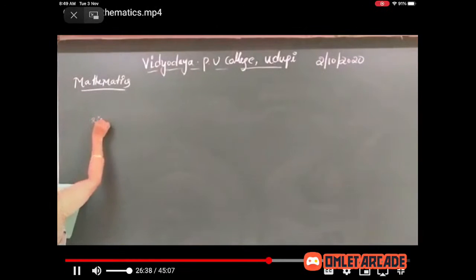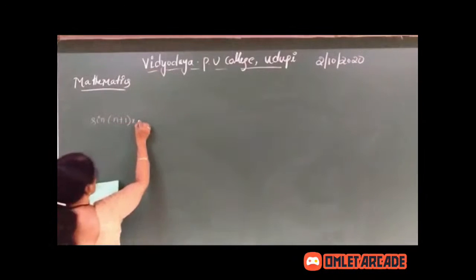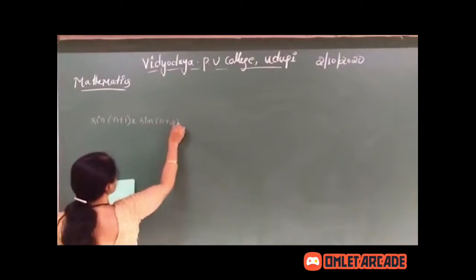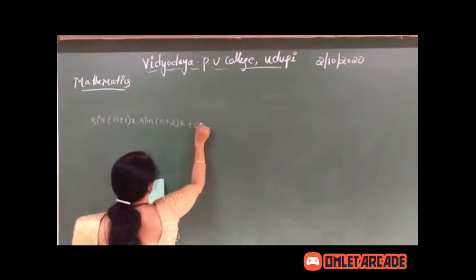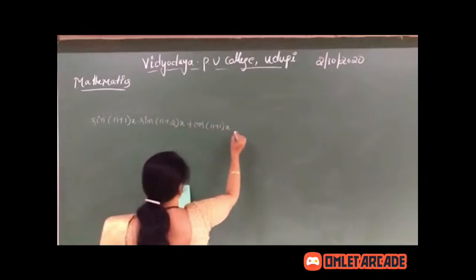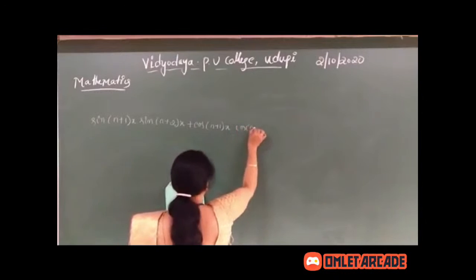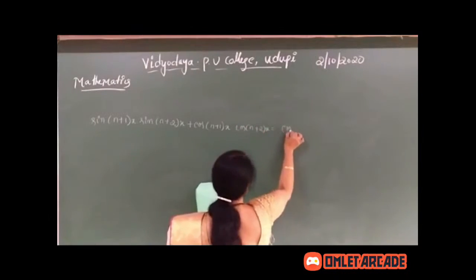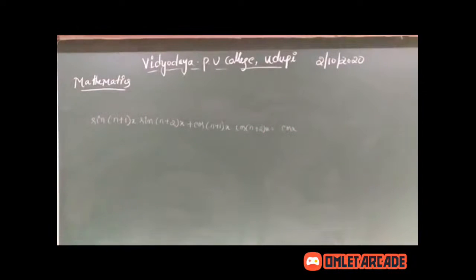Write this: sin (n plus 1)x into sin (n plus 2)x plus cos (n plus 1)x into cos (n plus 2)x. This you have to prove that it's equal to cos x.